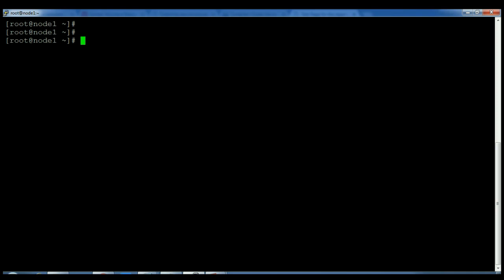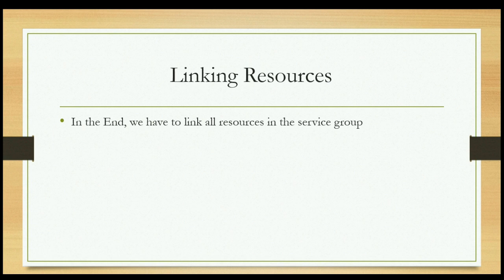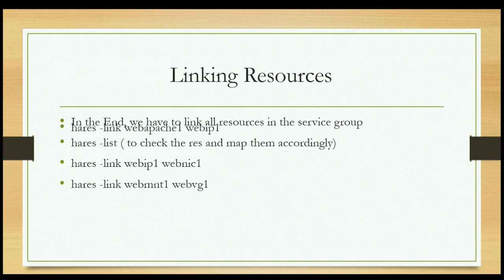In the end, we have to link all the resources in the service group like this list. Okay, first I assign the IP address when I have a LAN card, and I mount the mount point when I have my disk, and then I will start my Apache service when I have an IP address and when I have a mount point. Okay, go back here.